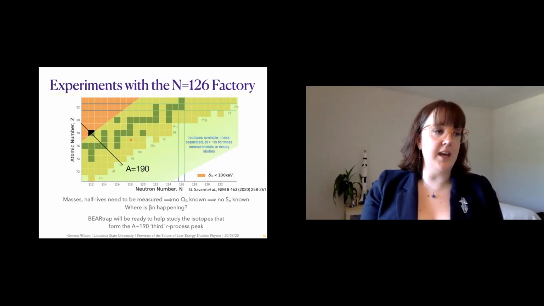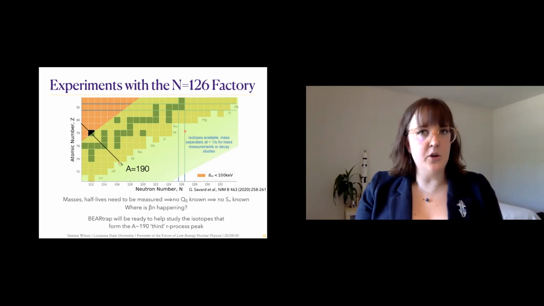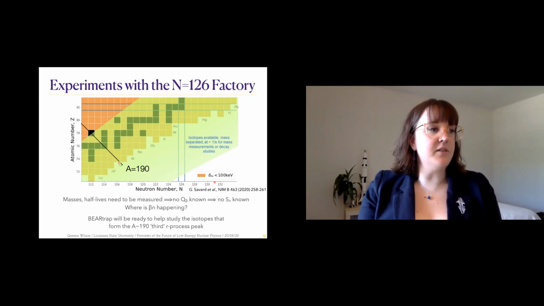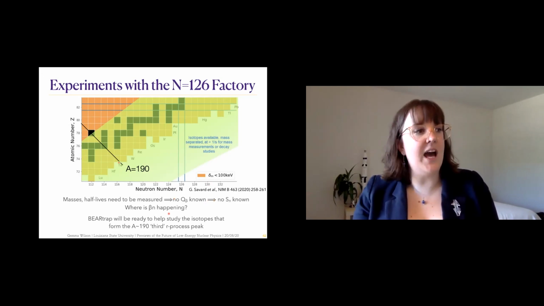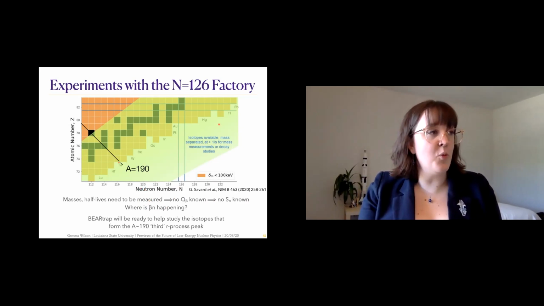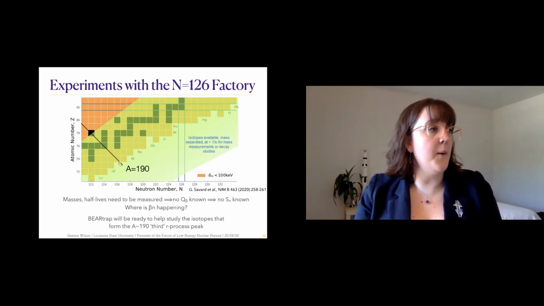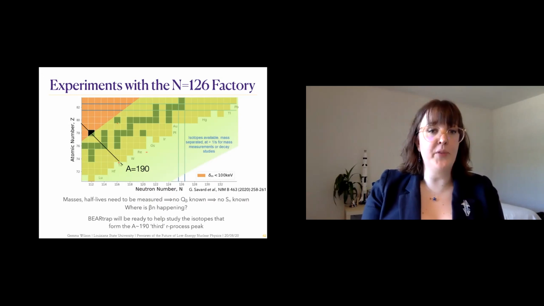Looking slightly further into the future, the N=126 ion beam factory is going to come online, which is going to be very key to look at the third R process peak around A=190. But this is completely unknown territory, so masses need to be measured, half-lives need to be measured. Without that, we don't know Q beta, we don't know neutron separation energies, we don't know where beta neutron emission is actually happening. So until this goes online, we've measured the masses and the half-lives, then we'll be ready to do spectroscopy to look at the isotopes around this A=190 third R process peak.